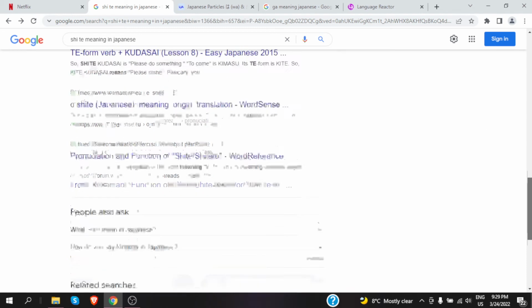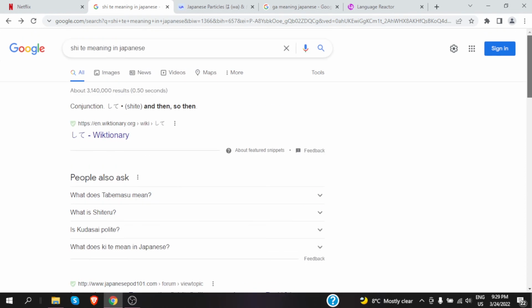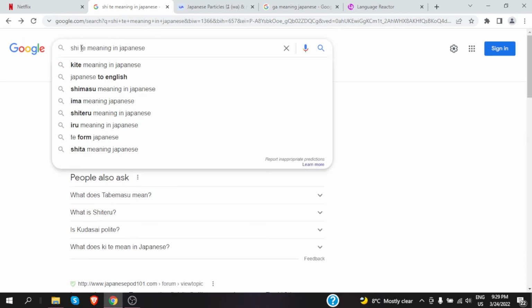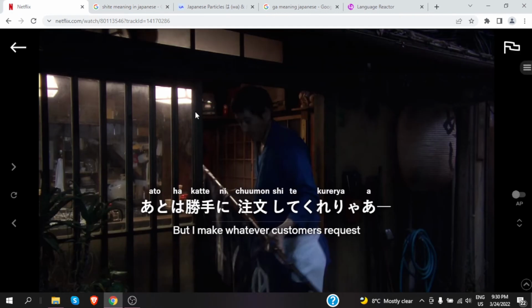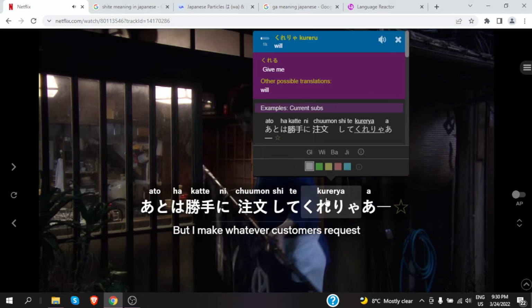Okay, I'm not gonna get too frustrated with this. I'm just gonna kind of go past it, because I'm not gonna get frustrated on every word. To do. Shite is the te form of suru, the verb to do. To do. Okay, so they're what they want to order to do, I suppose. To do. Okay, I'm gonna remember that. Kureria.